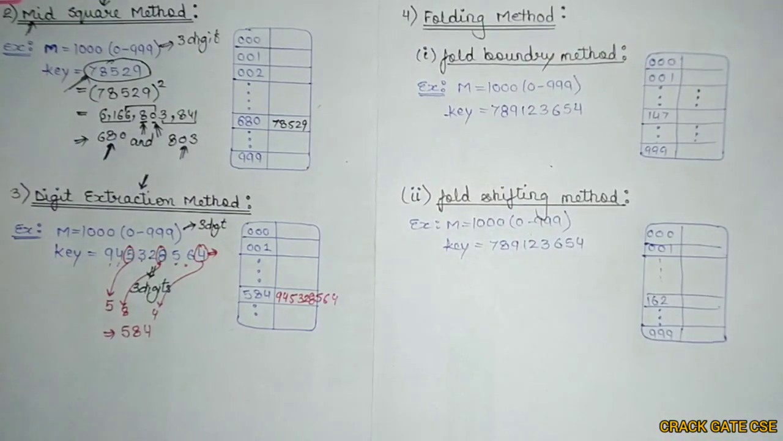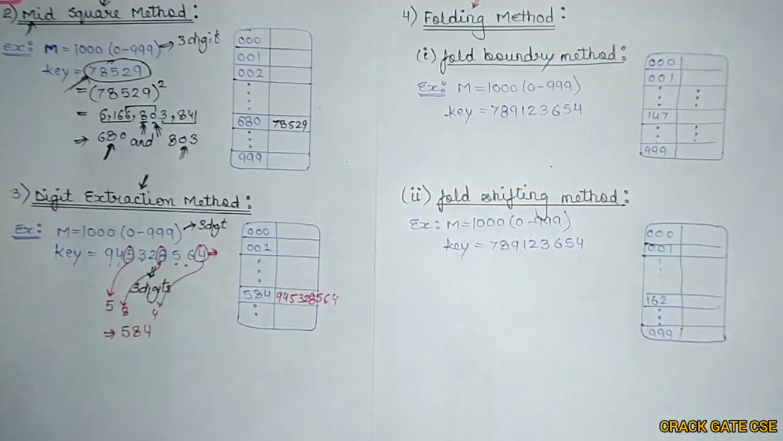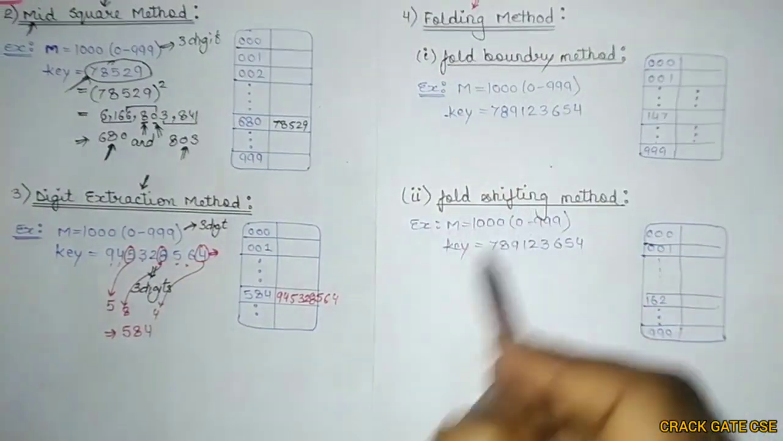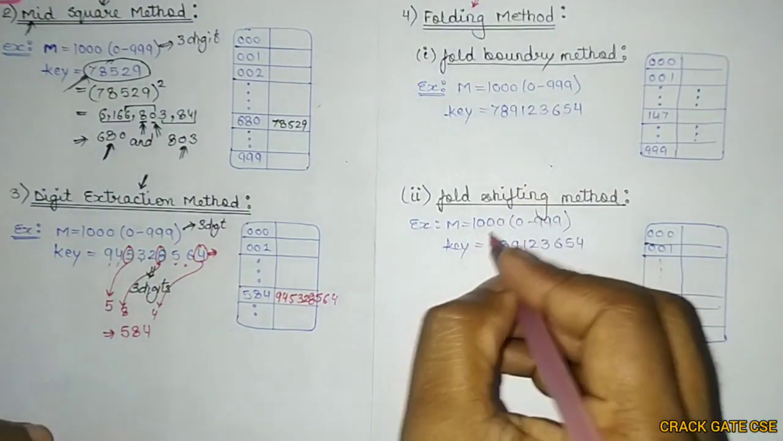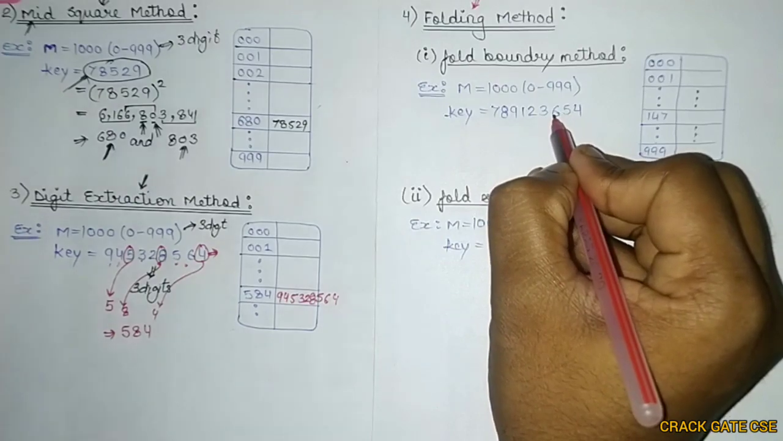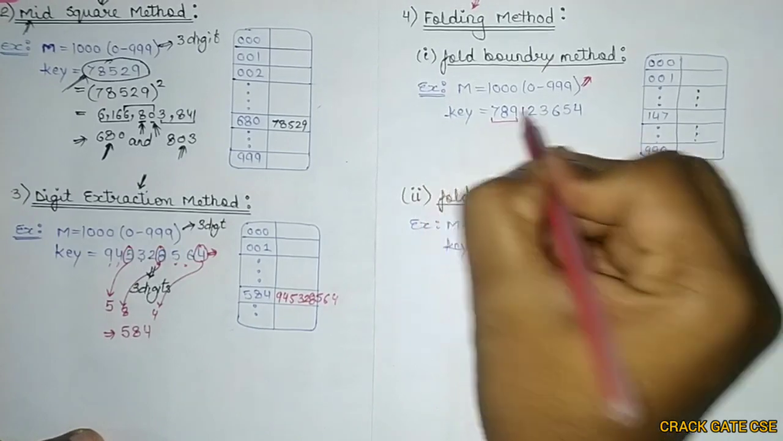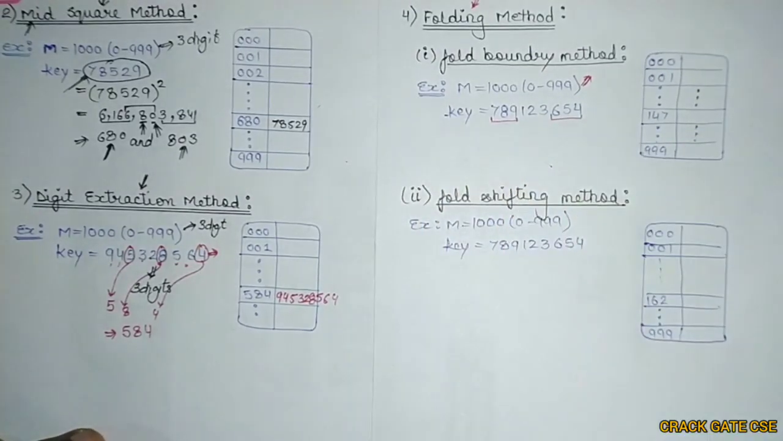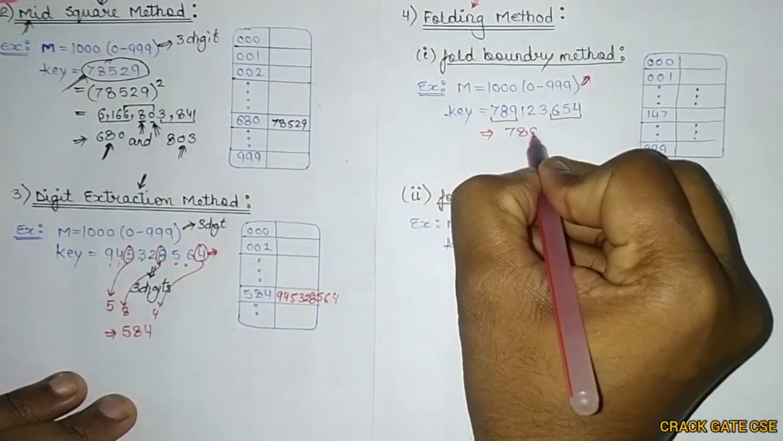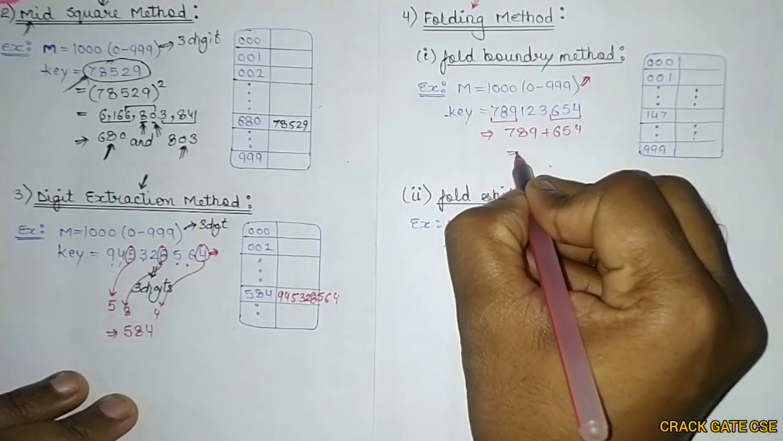Now let's go to the folding method. As the name says, folding, we will be folding and summing up the values. So here we are having two methods: one is fold boundary, another one is fold shifting. In the fold boundary method, I am having this particular key. We will be taking boundaries. So again this can be represented in 3 digits. So we will be taking 3 digits from the left and 3 digits from the right. Now I will be adding these two values, 789 along with 654.